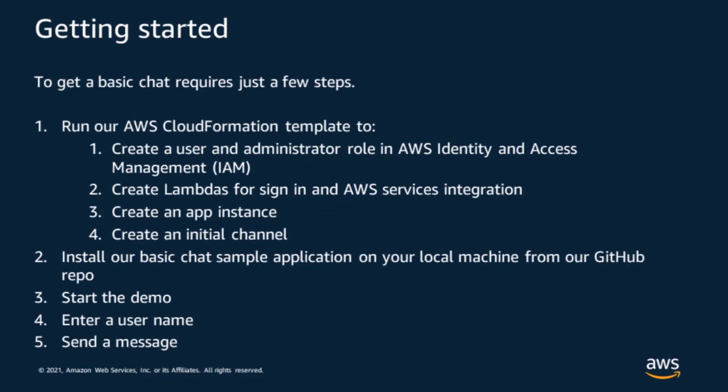Getting a basic chat experience up and running requires just a few steps. This includes creating an app instance, which is a high-level container for Amazon Chime SDK messaging. App instances contain app instance users and channels. Settings such as retention policies and streaming export of messaging data through Amazon Kinesis are set at the app instance level as well. Once an app instance is created, you'll also need to create a channel, then install the chat demo, configure it, and start the demo. Our CloudFormation template can be used to set this up for you. Once running, you can simply enter a username and join the channel to begin sending and receiving messages.